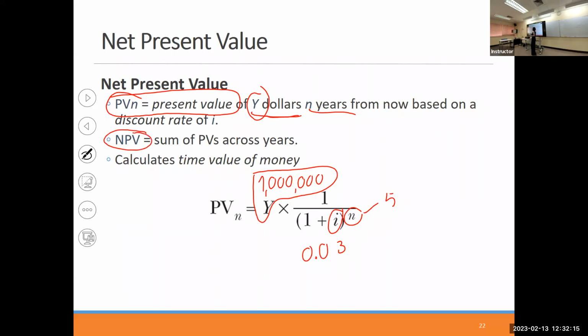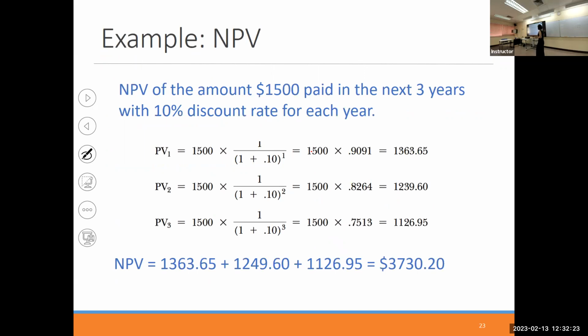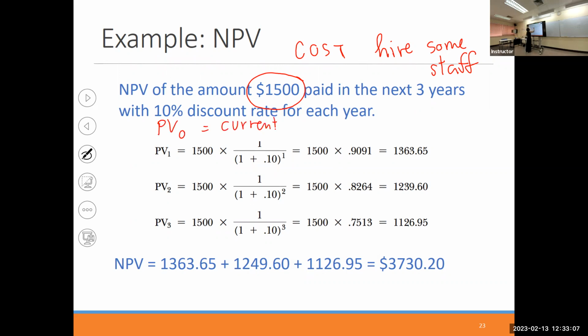When we calculate net present value, it means that we make the summation of the present value for each year. Okay, so let's see, for example, I use a smaller amount of money. Let's say that these are the costs that you may need to hire some staff for your project for 3 years. Let's say for 4 years, actually. If it is for the present year, you pay the staff $1,500 for year 0. PV0 means current year. Definitely it is the value as of now, right?